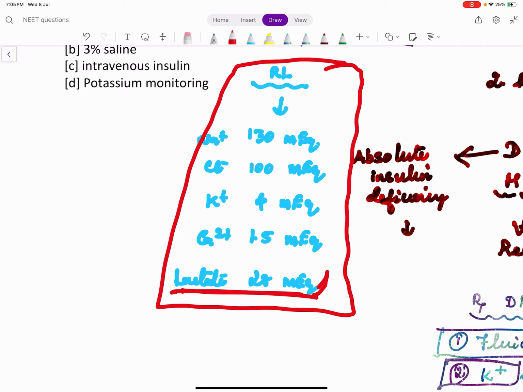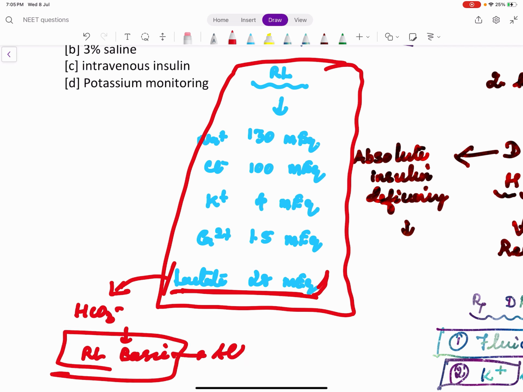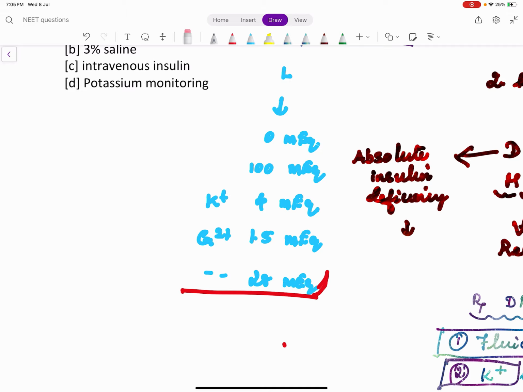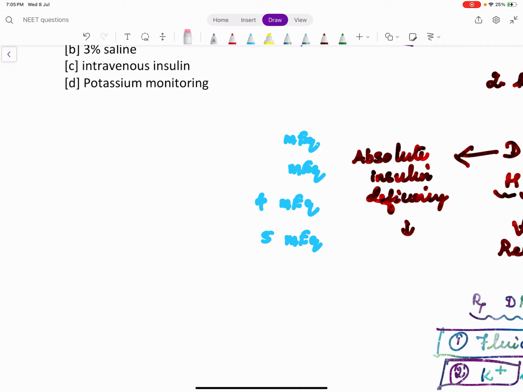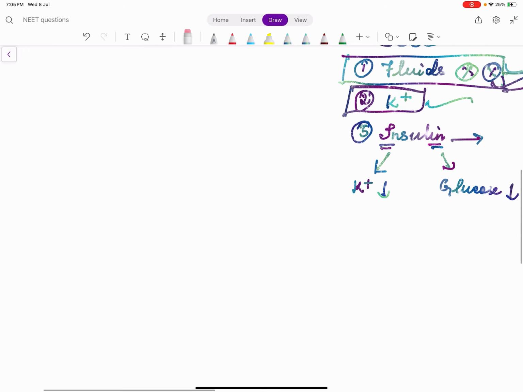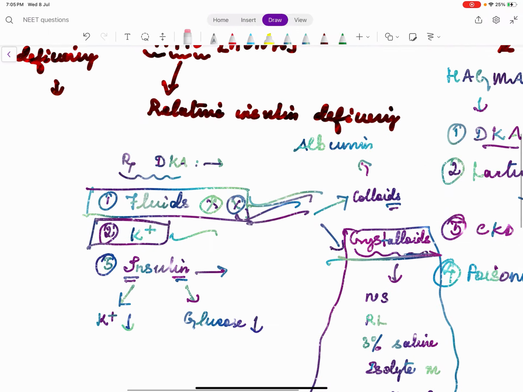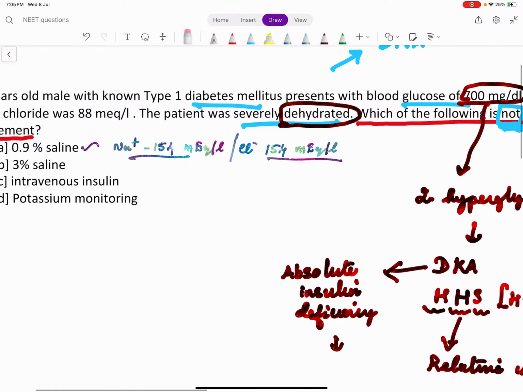Remember, this lactate is not an acid. When the liver is normal, this lactate gets converted in our body to bicarbonate. So it is actually a basic solution. Ringer's lactate is basically an alkaline solution. Please remember that. On the contrary, NS is an acidic solution. So RL and NS are the two commonest fluids used. Obviously, we cannot use dextrose-containing fluids because sugars are already high. So 5% dextrose, DNS, they cannot be used. NS and RL are the commonest solutions used for fluid management in DKA.